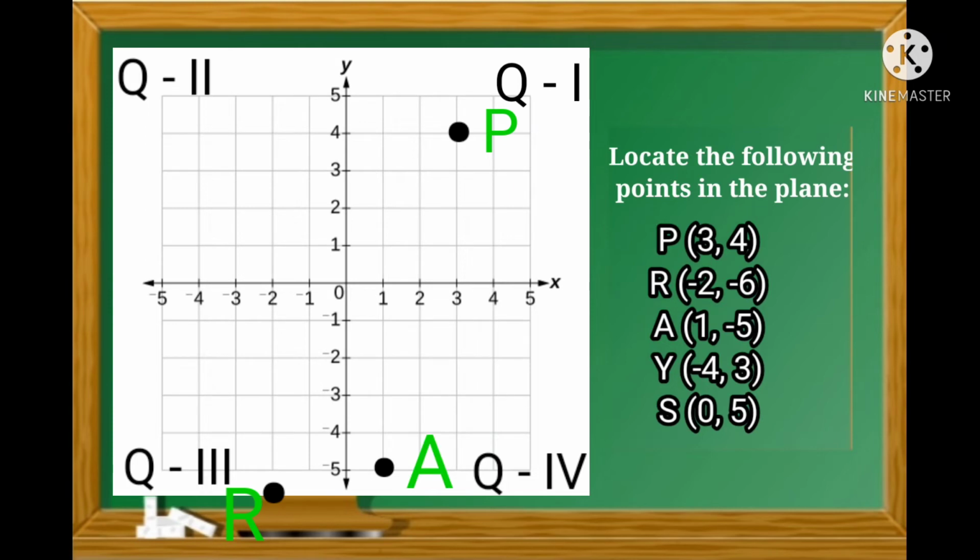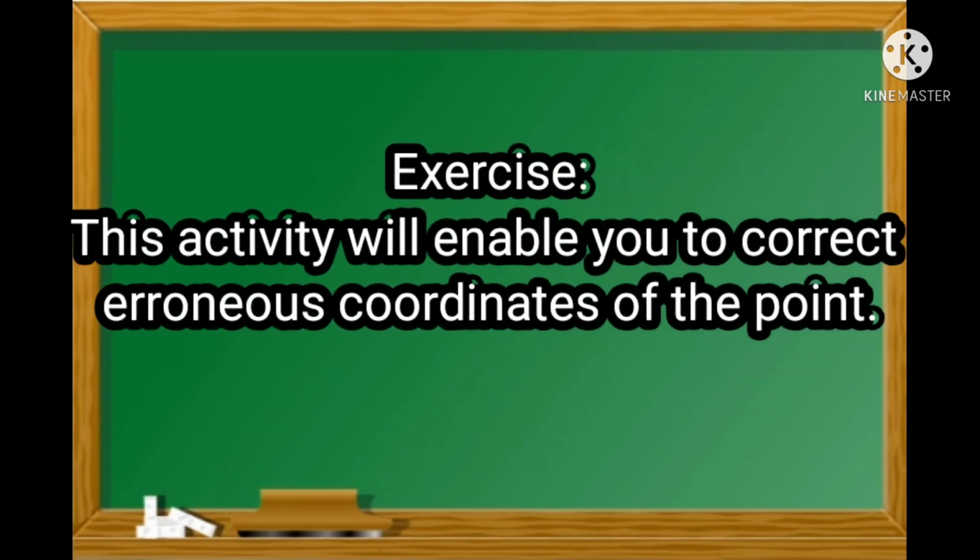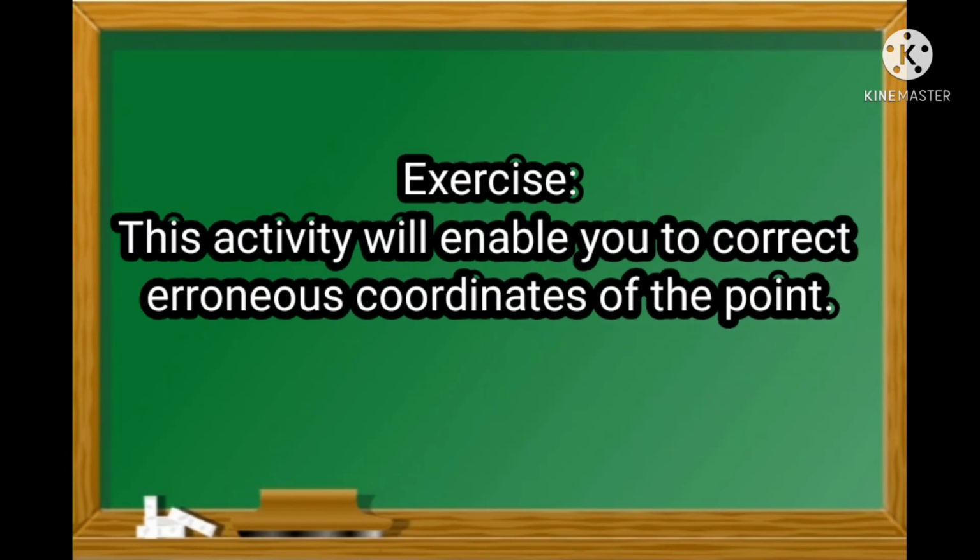Point Y, (-4, 3), is located at quadrant 2. And lastly, point S, (0, 5), is located at y-axis. Our next exercise will enable you to correct erroneous coordinates of the point.